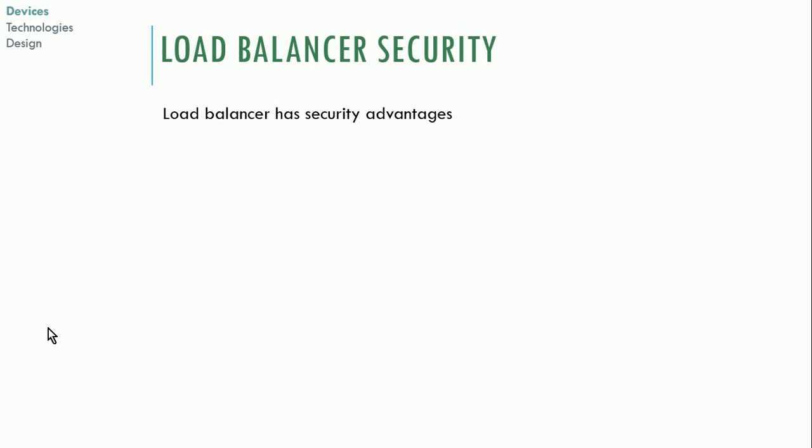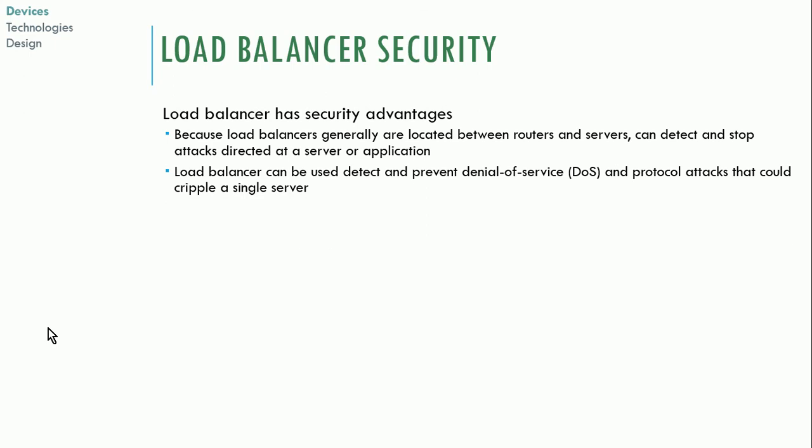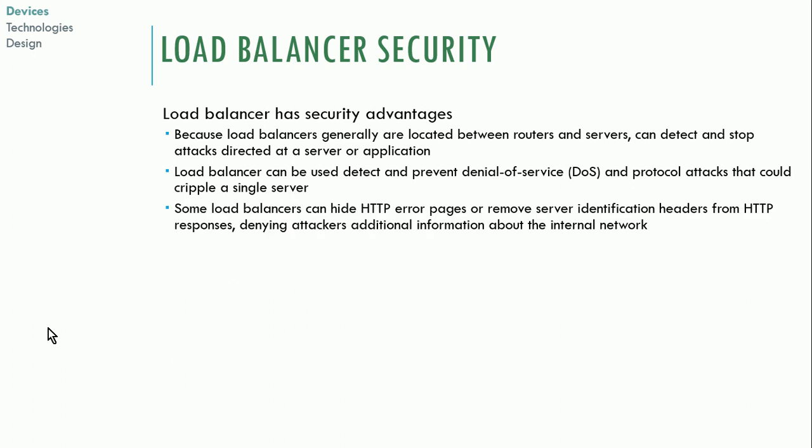So a load balancer has security advantages. One, they're generally located between routers and servers and can detect and stop attacks. Some of these load balancing switches can add yet another layer to our network security, which is certainly a good thing. They can be used to detect and prevent denial of service attacks. They can detect them. That's what they're built for. They're built to understand load, right? So they can detect that something isn't right and understand how to mitigate that. And some of them can hide HTTP error pages and remove server information from HTTP.